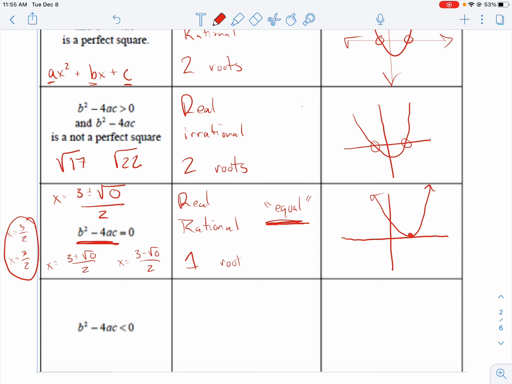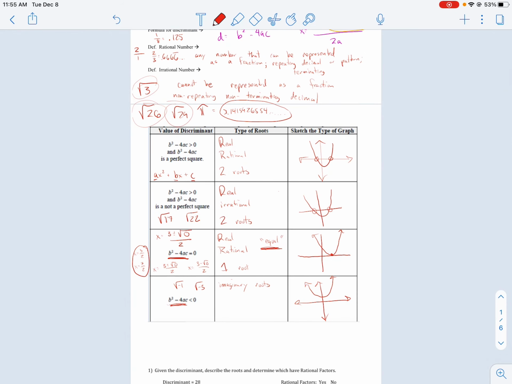Last but not least, when this is less than 0, which means we're getting like negative 1 or negative 3, we are getting not real numbers, but imaginary roots, which means our graph is not touching the x-axis at all. So this discriminant determines not only whether it's going to be real or imaginary, but also how many roots you're getting and what those numbers can look like. So that's what I mean by the nature of the roots.